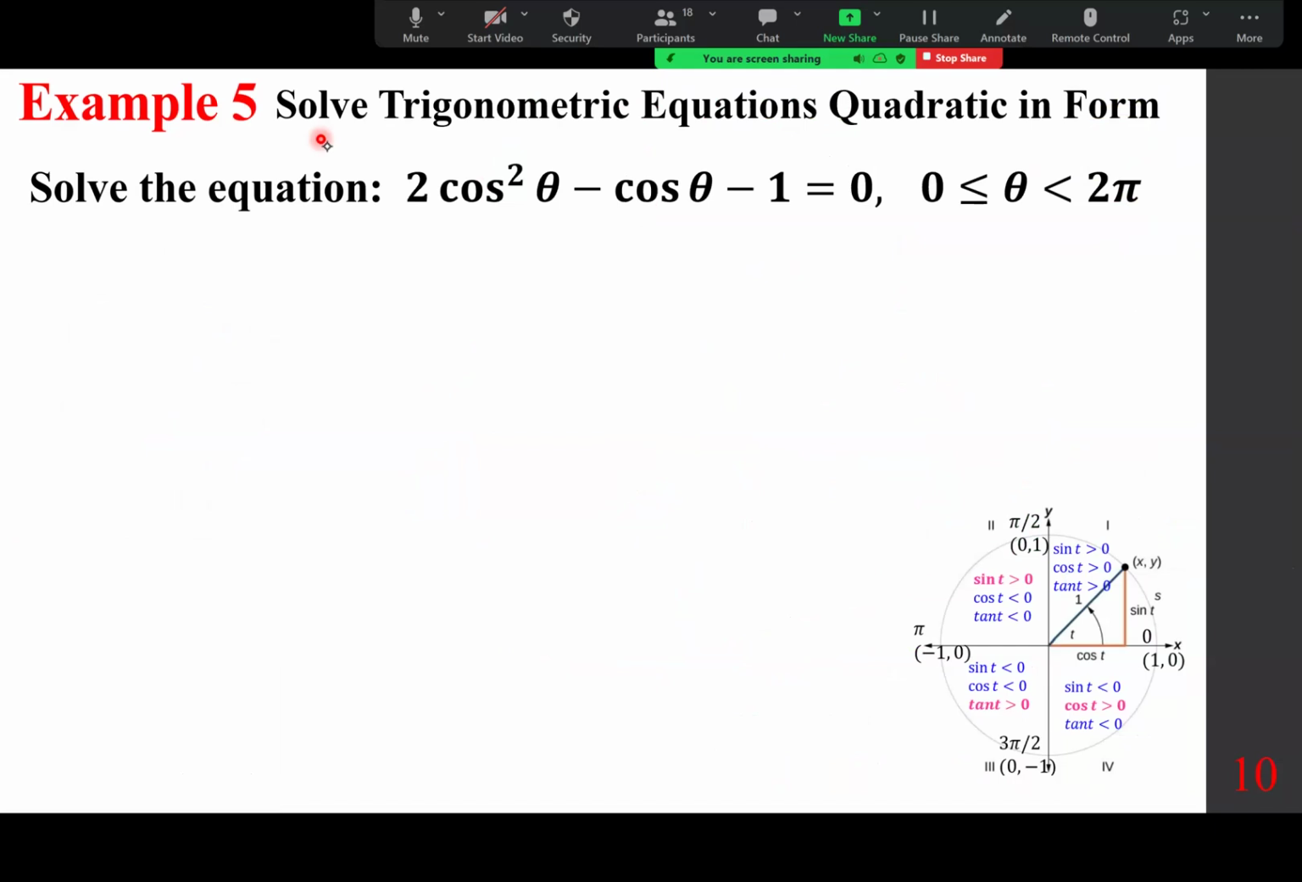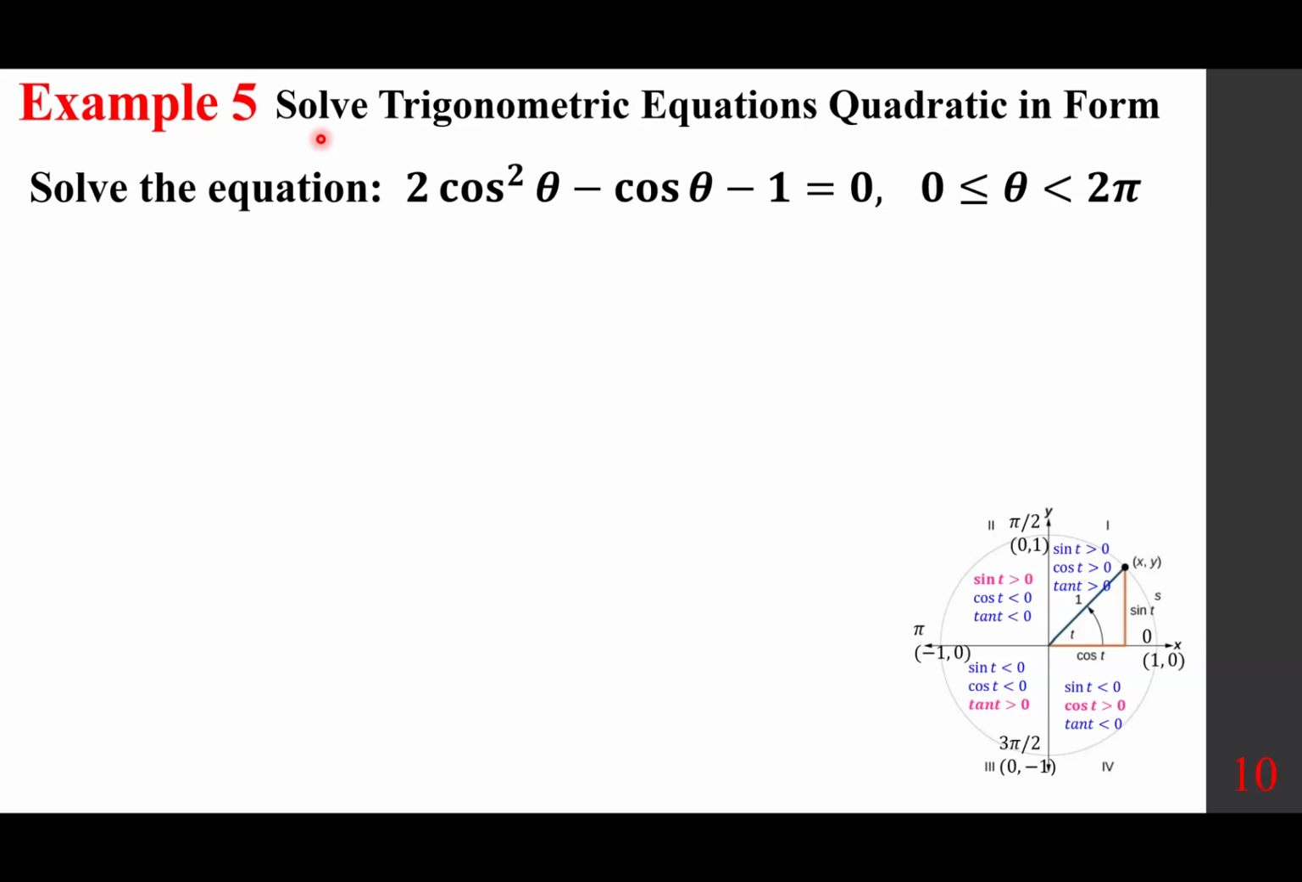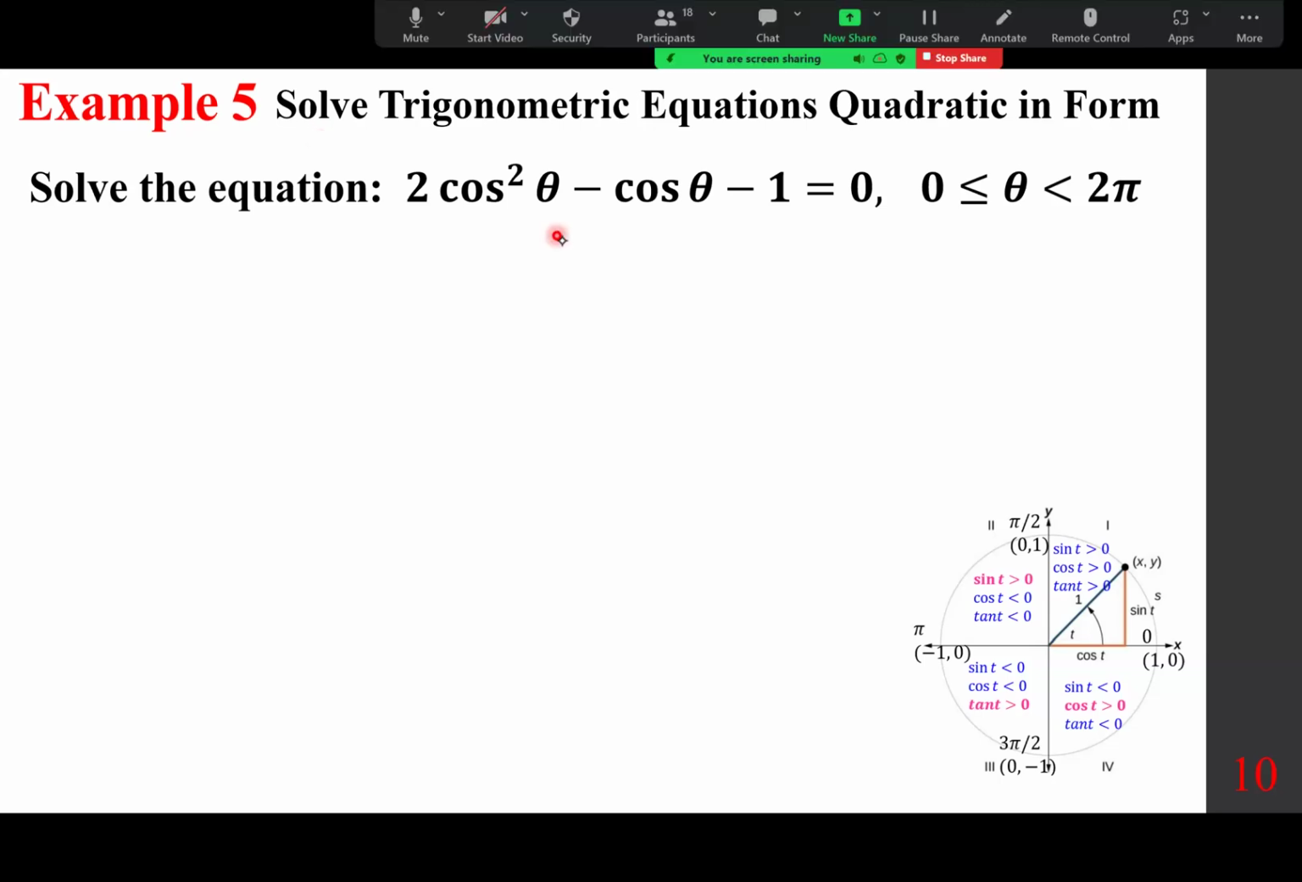We want to solve trigonometric equations, quadratic in form, meaning you're dealing with a quadratic equation. You know how to factor if need be, use the quadratic formula. In this case, 2 cosine squared theta minus cosine theta minus 1 equal to 0. And we want to get the answer from 0 to 2 pi. So you have a choice. You can say, okay, let's say this is x. If so, you have 2x squared minus x minus 1 equal to 0. Or just factor it.